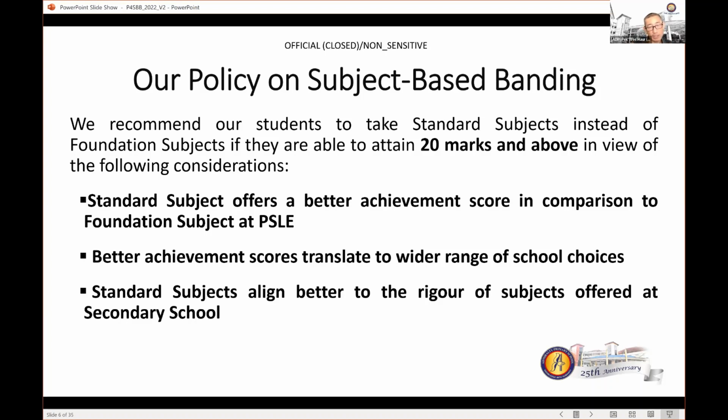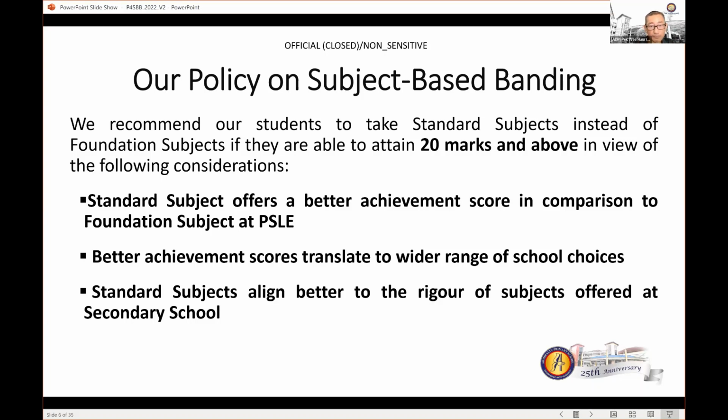And then when later on they need to articulate to the secondary level, they will find that there is a lot of things that they have not learned in primary school. And that will not help them in trying to cope with the subjects at the secondary level. So scores aside, we also want to keep them in standard subject as much as possible because of that stronger foundation and better articulation to the rigor of the subject in secondary school that we are considering.